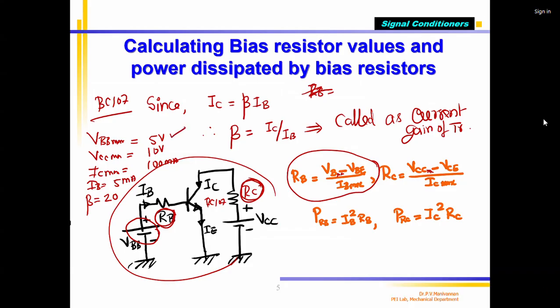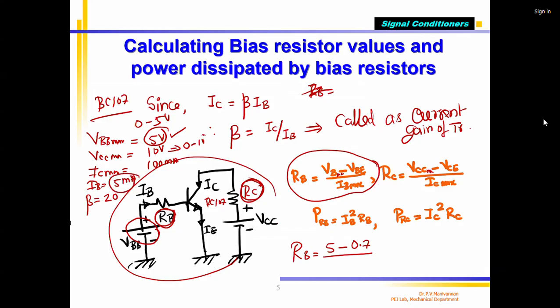VBB max is given as 5 volts, correct? RB equal to, VBB max is 5 volts. They've given that means you can vary from 0 to 5 volts. This is also 0 to 10 volts. So max is given. So that is VBB max is 5 minus VBE, already you know for a silicon transistor is 0.7. Note down, it is 0.7, divided by IB max. IB max, what have they given?